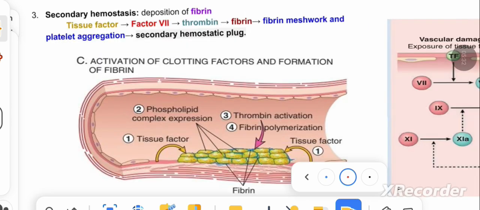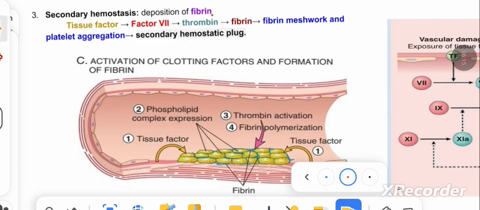Now in stage 3, or event number 3, we have what we call formation of the secondary hemostatic plug. Secondary hemostatic plug. And this begins when we have what we call tissue factor. So the tissue factor leads to activation of factor 7. So factor 7 is mostly in the coagulation cascade. In the coagulation cascade, factor 7 is activated. Then we have a series of reactions which take place in the coagulation pathway, which will lead to formation of what we call thrombin.